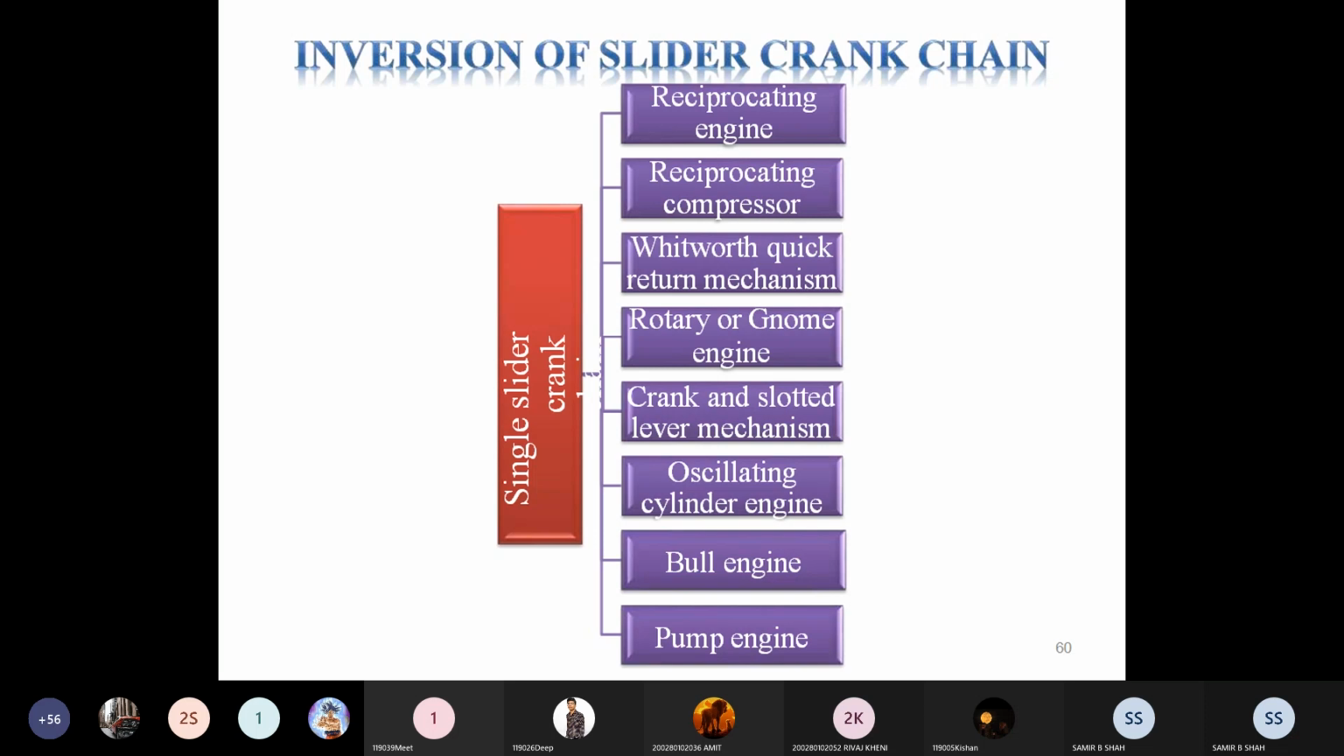So these are some basic inversions of the slider crank chain. We are trying to cover all the slider crank chain inversions, starting one by one. The first one is the reciprocating engine, as we had discussed.